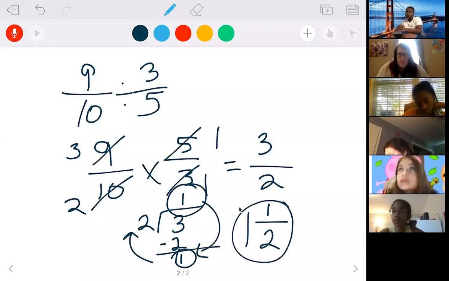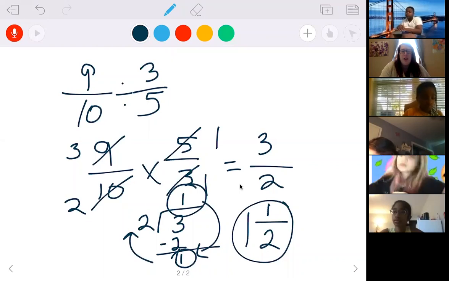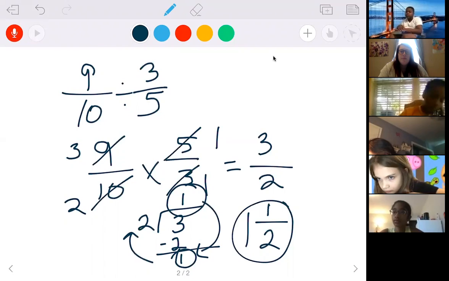Most of you guys are good with that now. I think everybody knows how to turn it into a mixed number. Just make sure you're not leaving it like that. The only time we left it like that was the work we did on the other test where you had to change it and leave it. We're not doing that right now. Okay, so you get 1 and 1/2.